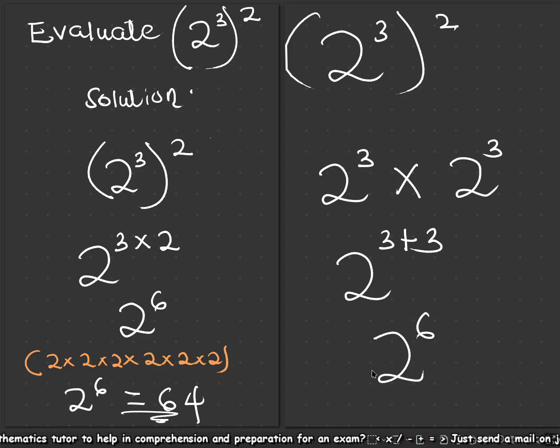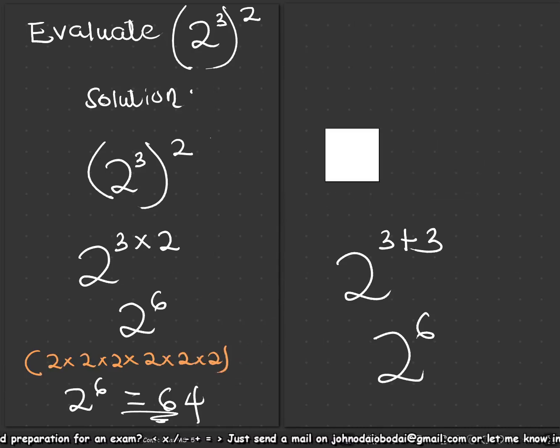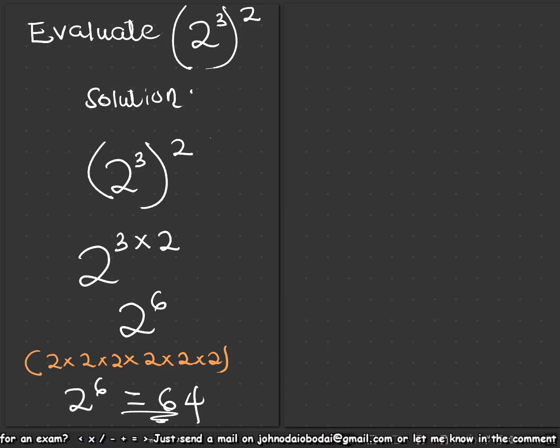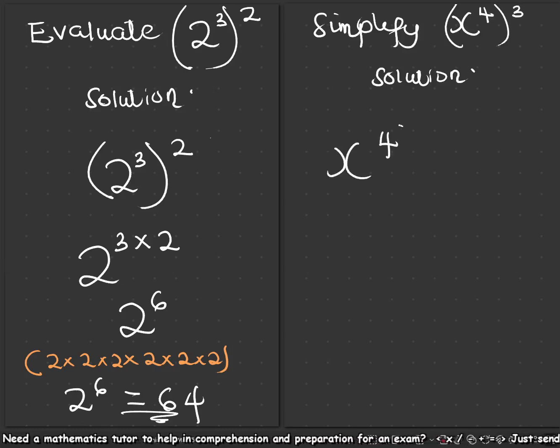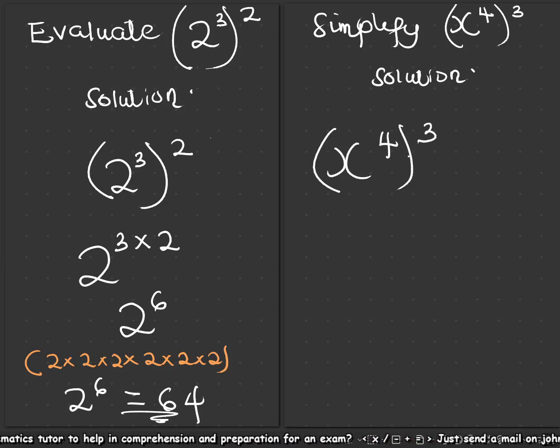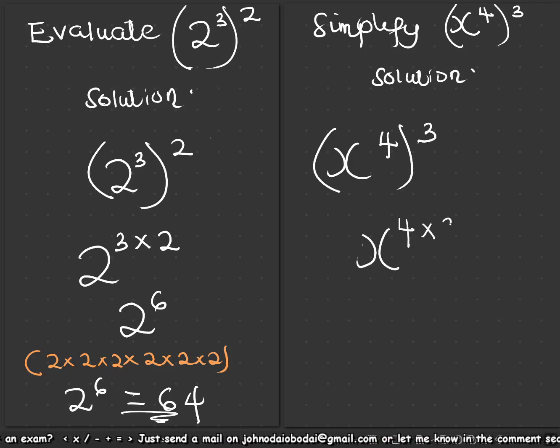But since we don't want to go through all this stress, that is where the power rule comes in, which says that we should just multiply the index notation by what you have on top. So just multiply the index. Let's take some few examples. So over here we have x raised to the 4th power, all raised to the 3rd power. So what do we do? We just evaluate the exponent, so that we are going to get x raised to the power 4 times 3. And 4 times 3 we know gives us 12.